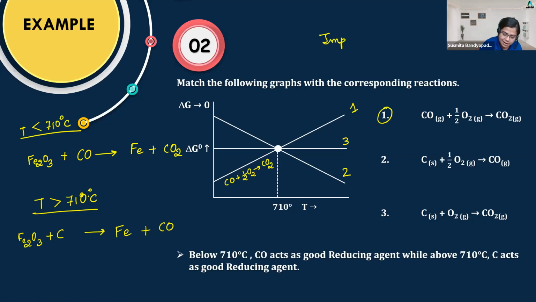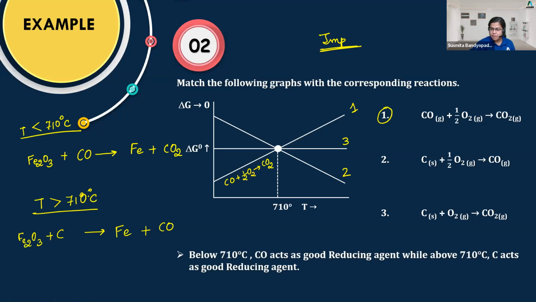You please memorize and go in the exam what is 1, 2, and 3. Number 1. Number 2, you please also remember below 710 it's CO and above 710 it's C, which is the most suitable reducing agent for the reduction of Fe2O3 into Fe. Clear everyone? Following?